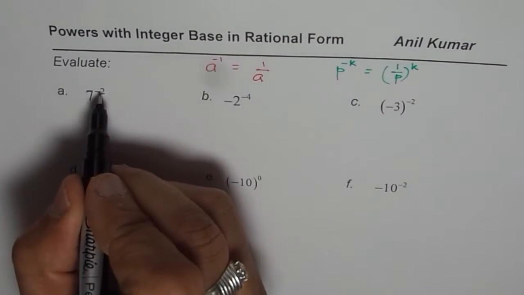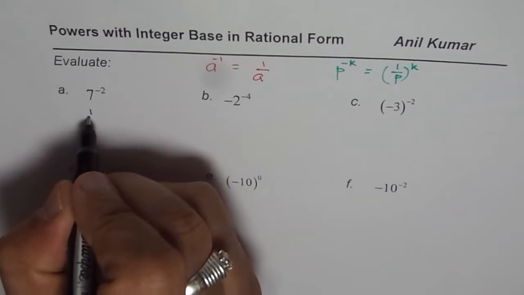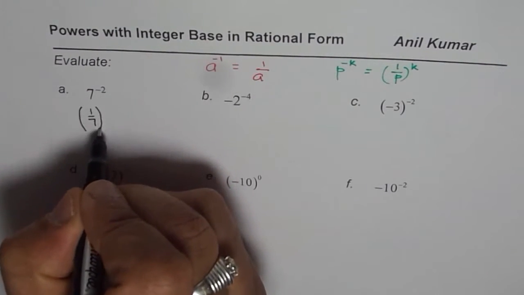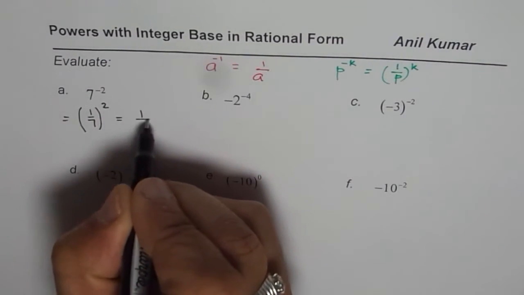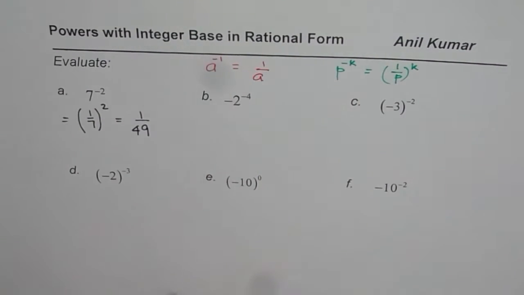7 to the power of minus 2 is 1 over 7 whole square, right? That is what it is. So that could be written as 1 over 49, correct?